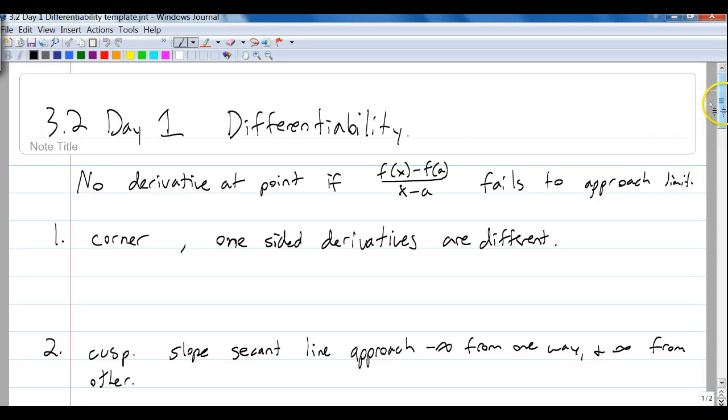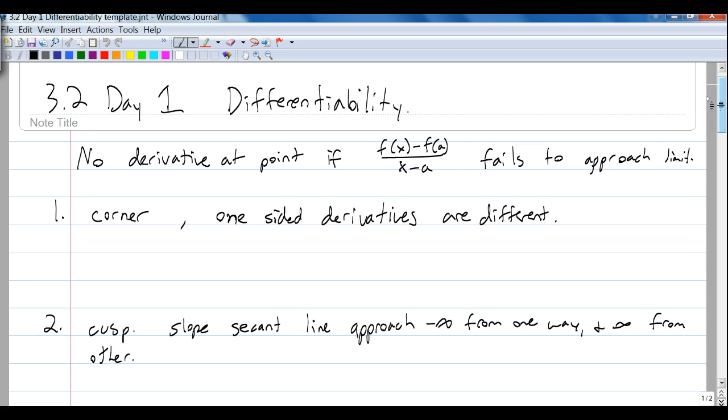Alright class, this is the lesson on differentiability. Basically, can you take a derivative at a certain point? So there is no derivative at a point if the quotient f of x minus f of a over x minus a fails to approach a limit. So these are the different things you can have when you do not have a derivative at a point.